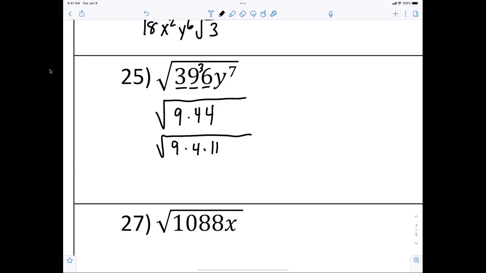And what do I do with the y to the 7th? You just move it down. So y, can I divide 7 by 2? No, so you have to divide 6. Right. So y to the 6th, and a y. Everyone should be able to do that.